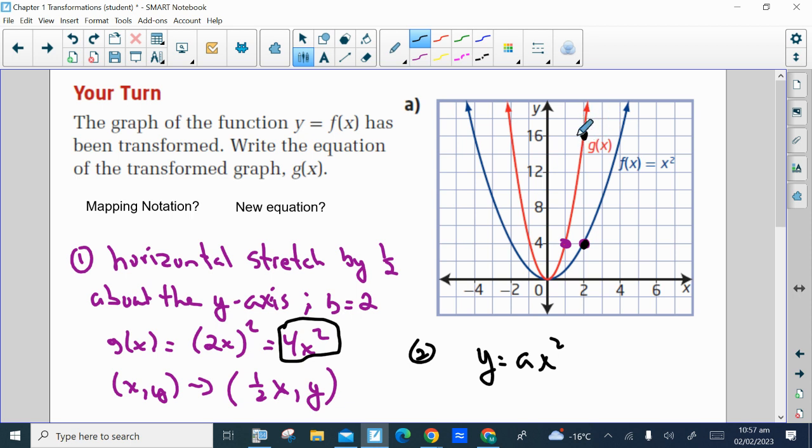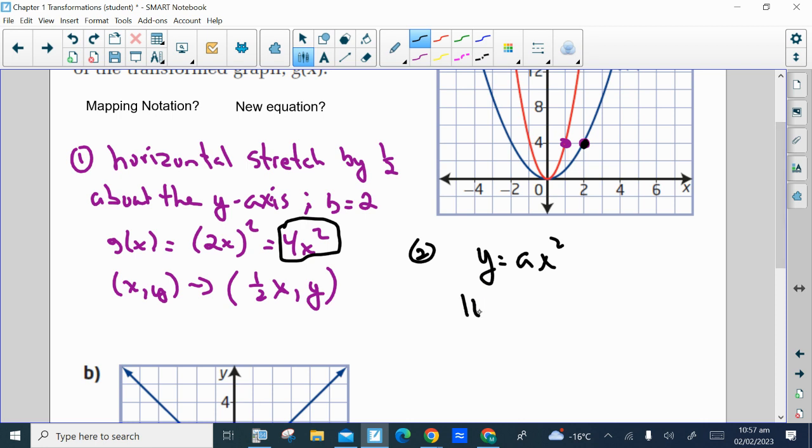If this graph goes through the point 2, 16, that point must satisfy the equation. So we can let x equal 2 and y equals 16 in the equation and solve for a. 2 squared on the right is 4. Divide both sides by 4, and you'll get an a value of 4. That'll give us g at x equaling 4x squared.